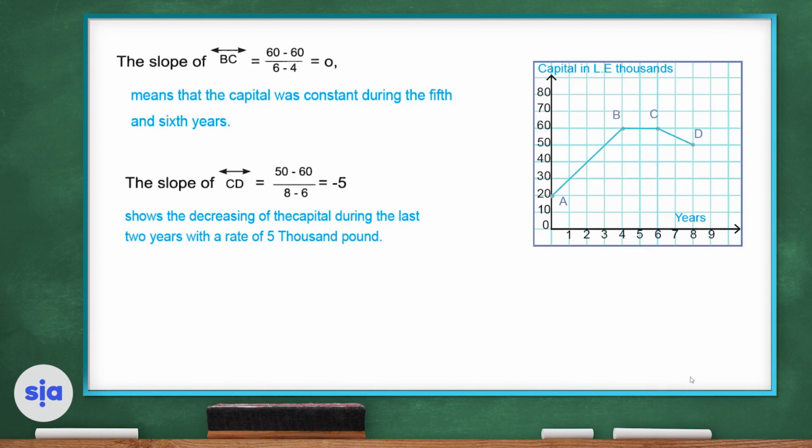The second requirement is to find the capital at the starting of the company. So from the graph, you will see that the starting capital is the y coordinate of point A, which is 20,000 pounds.